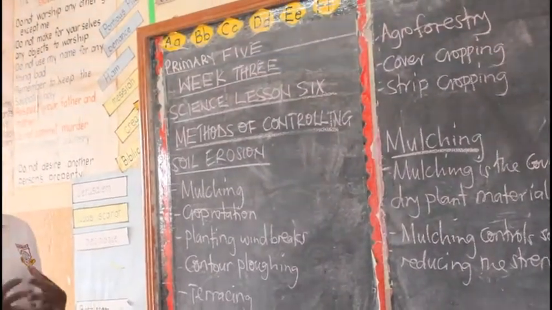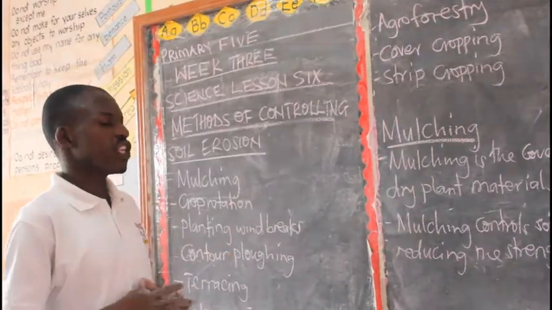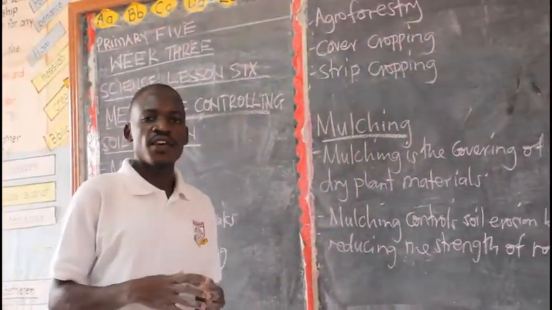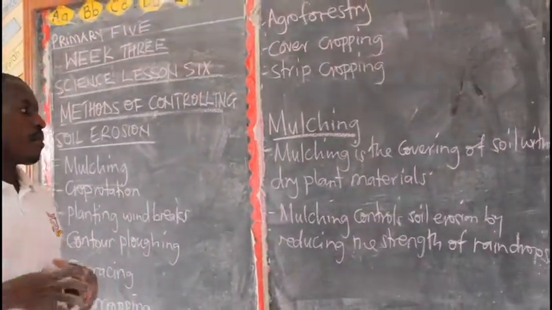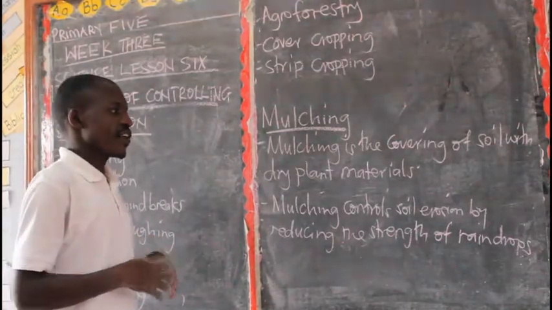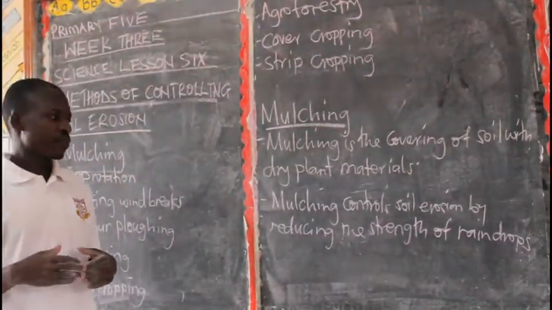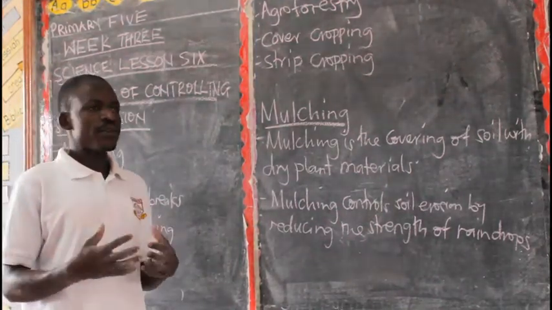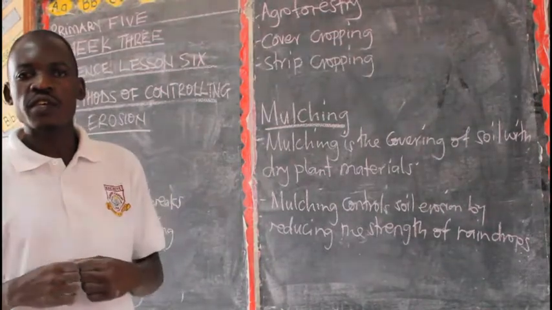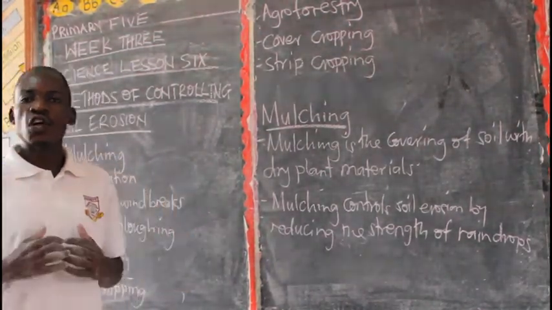However, we are going to look at each method in detail. Here we are beginning with mulching, where we are saying that mulching is the covering of soil with dry plant materials. Sometimes they can ask you a question: how does mulching control soil erosion?